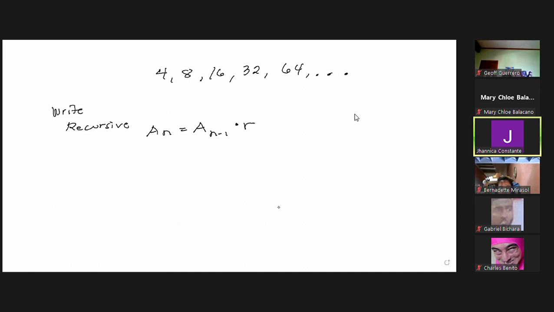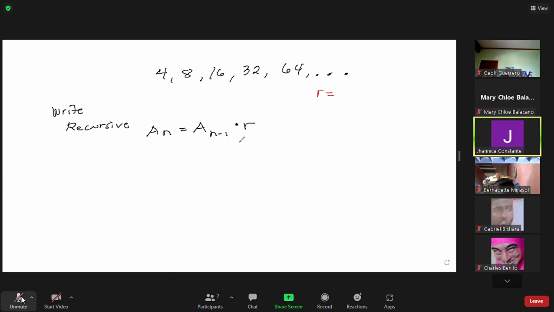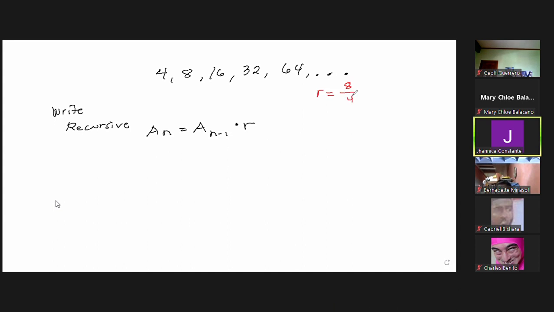So, kailangan mahanap natin si value r, the common ratio. What is the common ratio of our geometric sequence? Ano ang quotient pag dinivide natin ng consecutive terms in our geometric sequence that we have? 2. So our common ratio is 2 since 8 divided by 4 is equal to 2. So that is our common ratio.